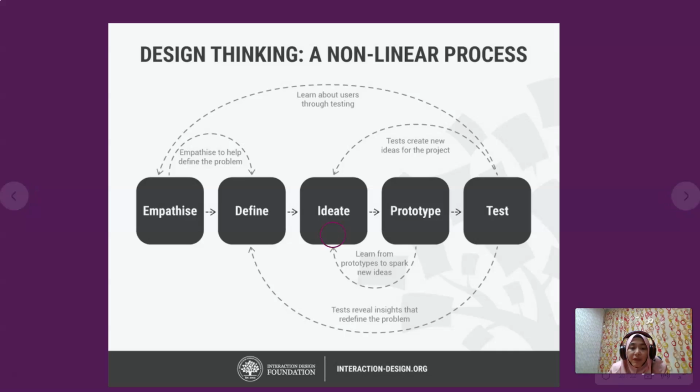After that you test again. Once you improvise your prototype, you test the prototype again. From test we can go back to create new ideas for the project, or you can also go to the first one, learn about users through testing. You can also go to define, where testing reveals insights to redefine the problem. So this is how the process works. It is a non-linear process, so it is not only stage 1 until stage 5, but it can be iterative, and you can go back to the previous stage and so on.